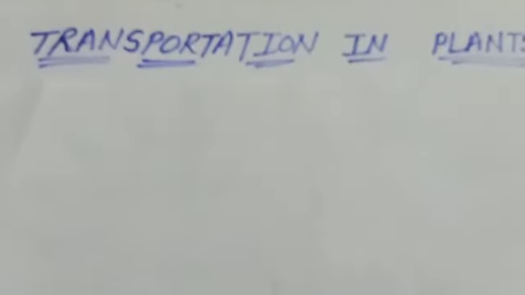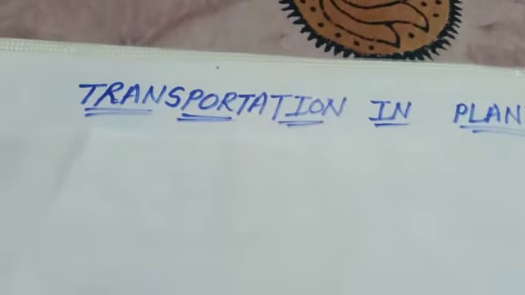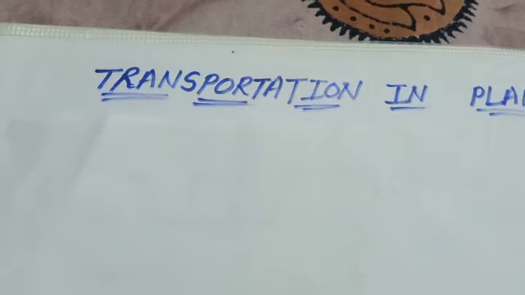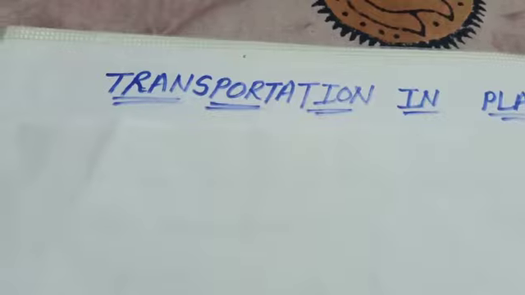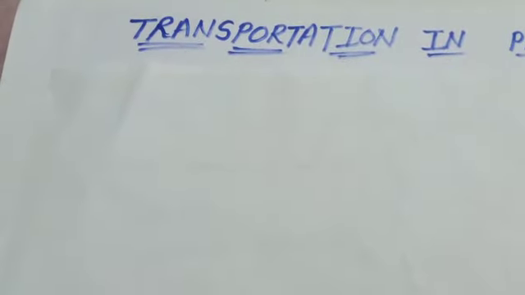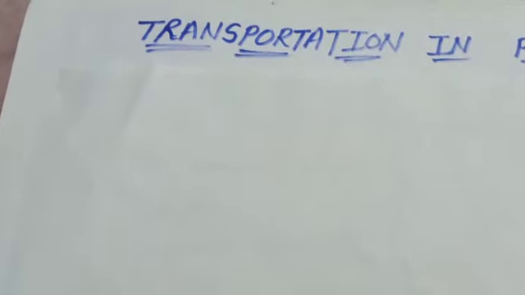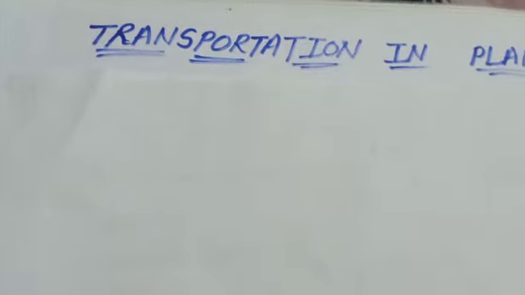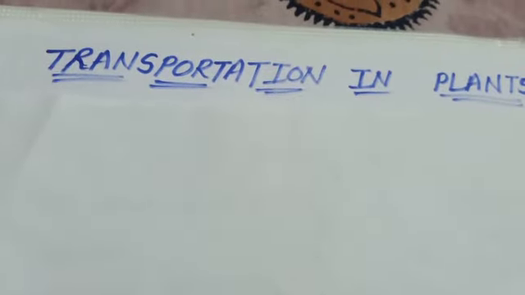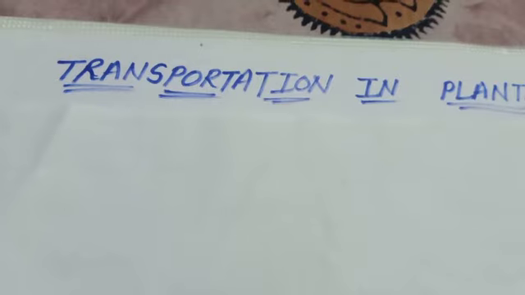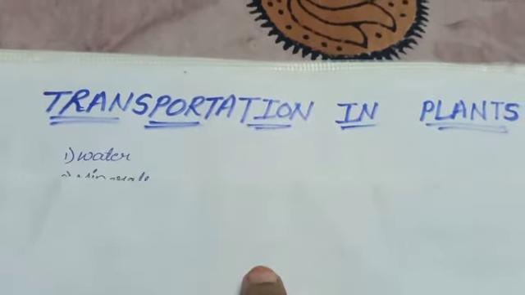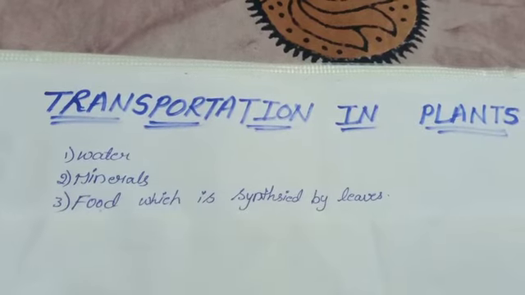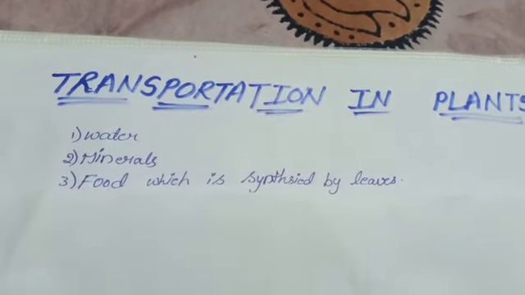Today's topic is transportation in plants. Before going to the topic, we should know the meaning of transportation. Transportation is nothing but the things which are carried from one place to another place. What are the things that should be transported in plants? That is water, minerals, and the food which is synthesized by the leaves. These three should be transported in plants.